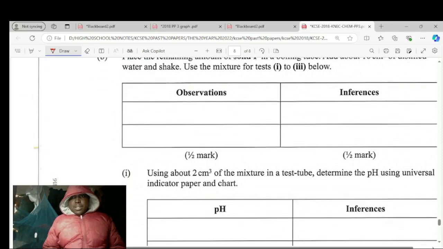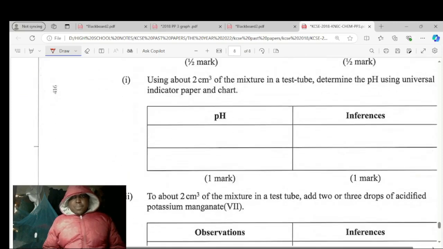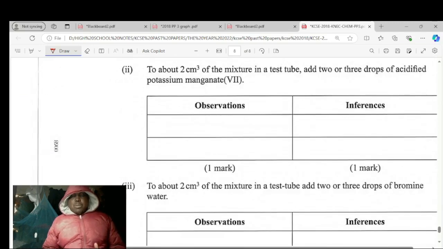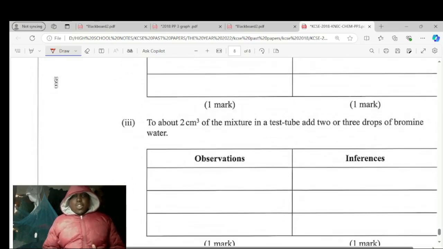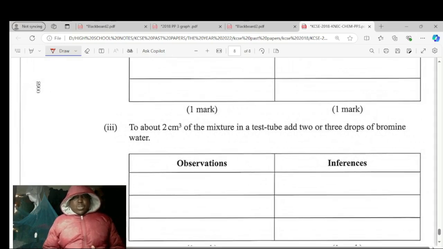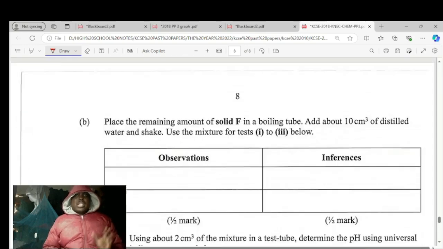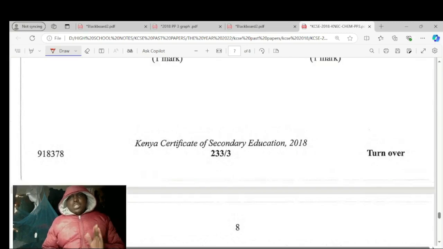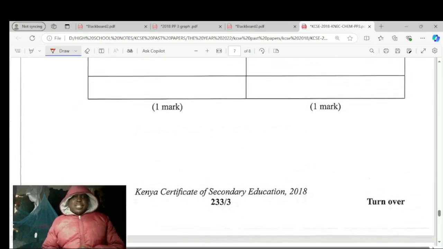We have acidified potassium permanganate. We have bromine. Now bromine will confirm that we are dealing with organic analysis. So this one is organic. We expect you to write the double bond, triple bond, those things. So here we don't have cations and anions. Not at all.